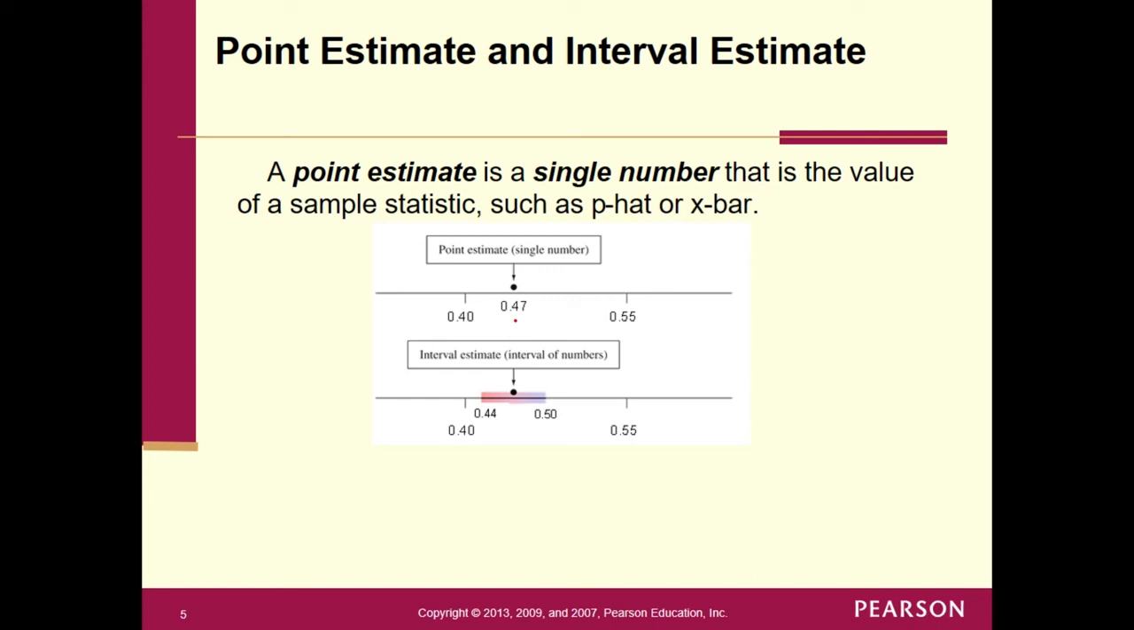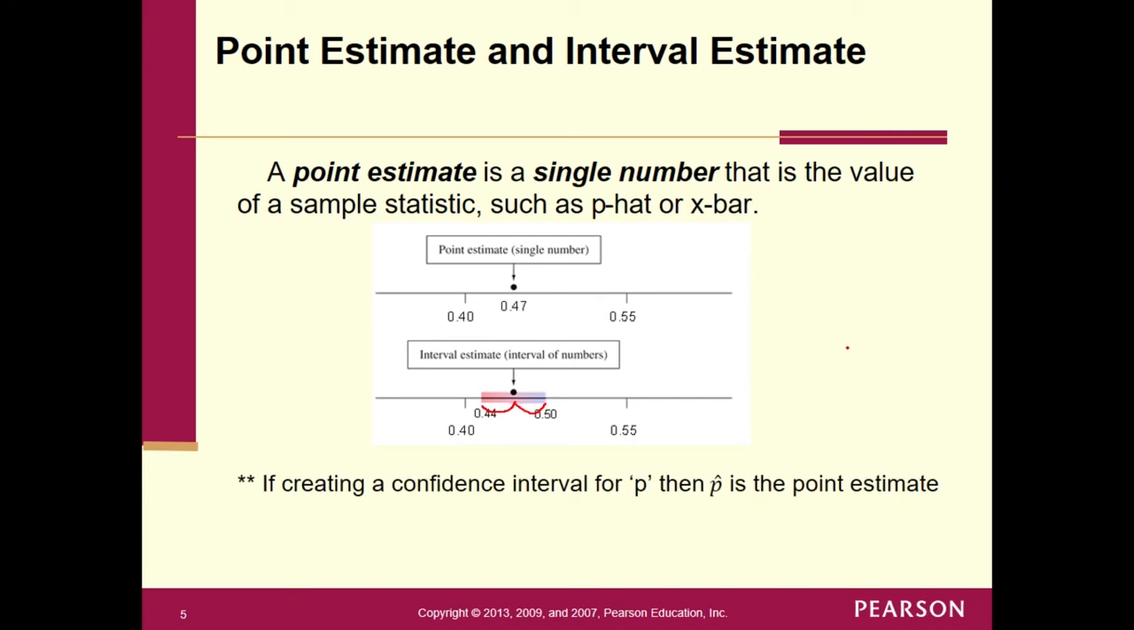And so you can see our example here. Here was p hat, and we went out a certain distance here to estimate the population proportion p. Now, these next 2 points are very important. It'll make your lives so much easier. So if creating a confidence interval for the population proportion p, then p hat is the point estimate. However, if creating a confidence interval for mu, then x bar is the point estimate. All right.